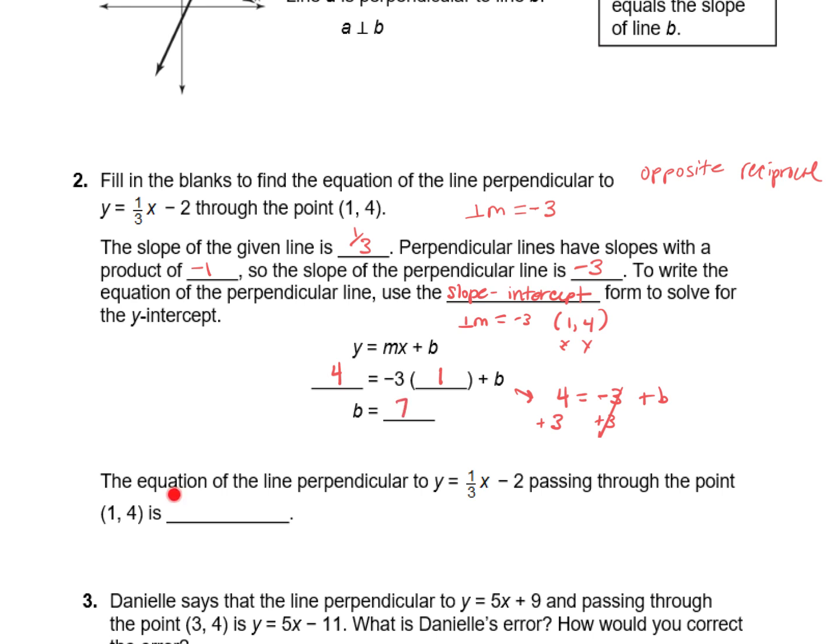Now we can answer the question. The equation of the line perpendicular to y equals 1/3 x minus 2 passing through the point (1, 4) is y equals, we're going to use our perpendicular slope and our y-intercept that we just found right there. So y equals -3x plus 7.